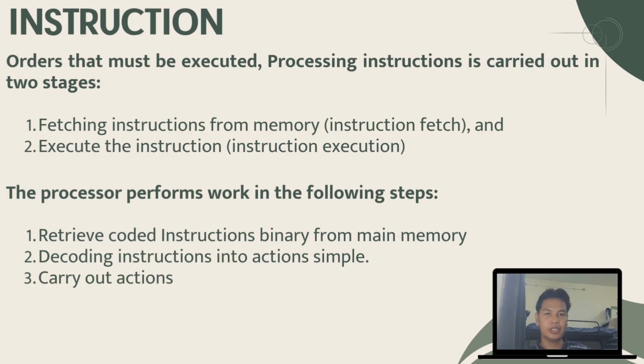Next is the instruction order that must be executed. Processing an instruction is carried out in two stages. First, fetching the instruction. Second, executing the instruction. This means the processor must perform the work in steps. So we can see the steps here. The first one is to retrieve the coded binary instruction from the memory. The second one is decoding the instruction into a simple action. And the last one is to carry out the action.